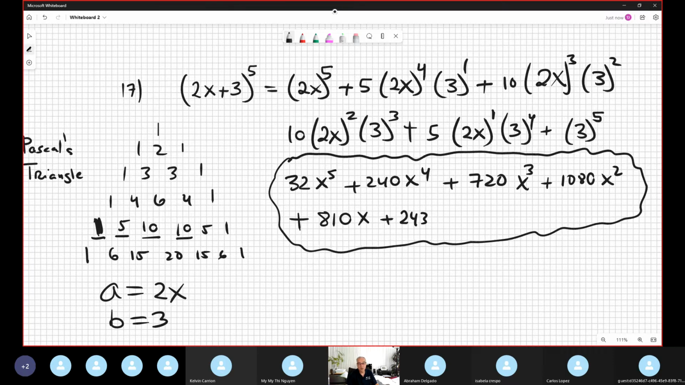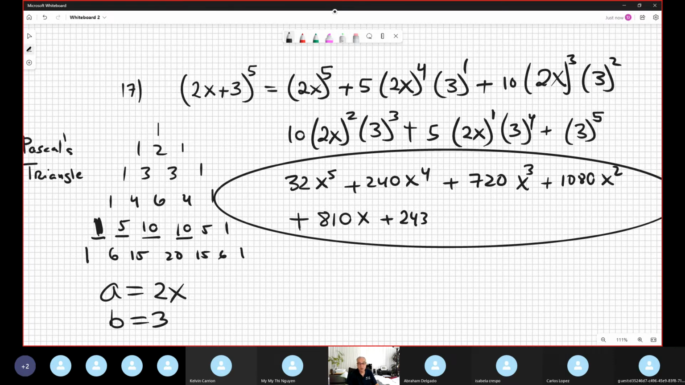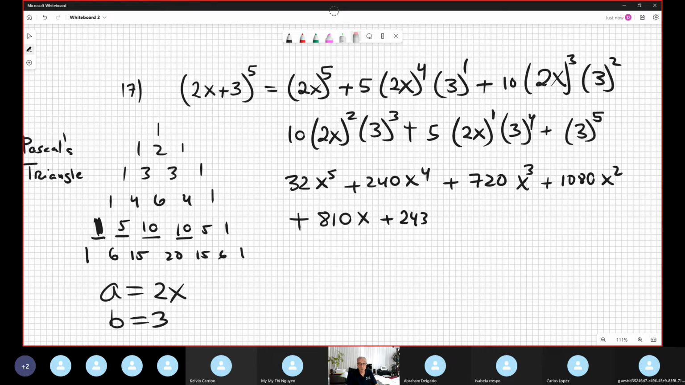How many terms we expect when you expand? Well, we expect 6 because the exponent is 5. 1, 2, 3, 4, 5, and 6. One more. Super good. Yes. Okay, nice. I like that.